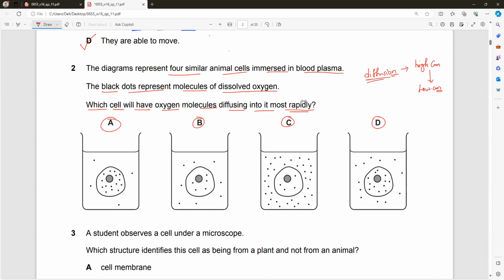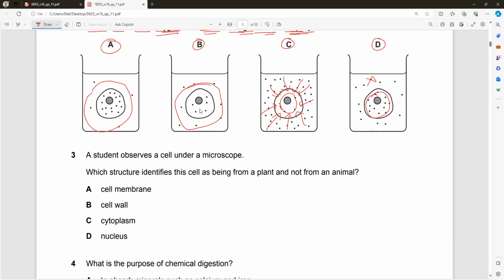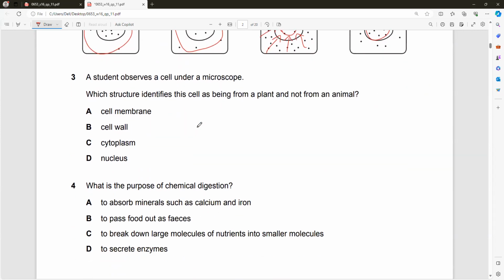Anybody? You can see it also. All of you, see. If you notice it here, outside concentration is very low, inside already more concentration. Here, inside also less and outside also less. And here, inside is more and outside is less. But here, inside is less and outside is more. So from outside to inside, the rapid diffusion will take place. That is what exactly they are asking. So what is the correct answer, everybody? Option C.